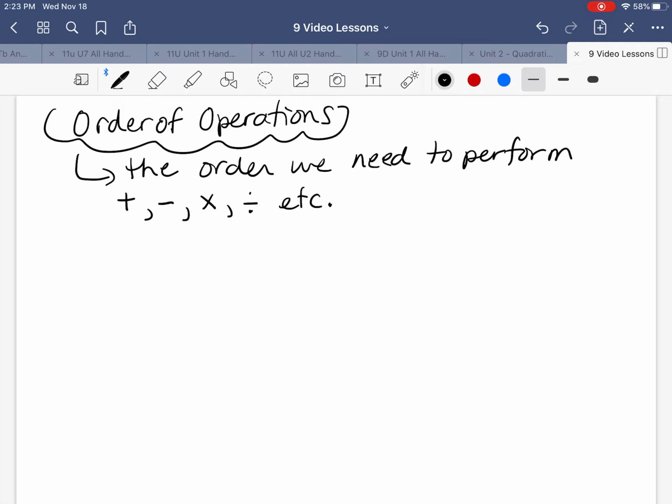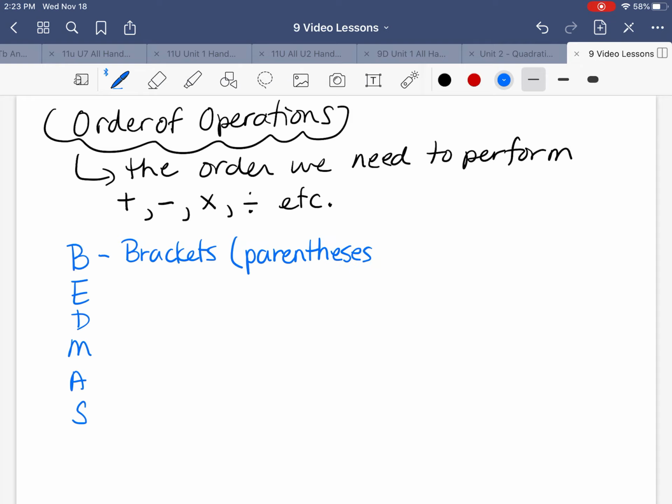Now, many people help themselves to memorize the order of operations by using BEDMAS. And if you can memorize BEDMAS, then it'll tell you the order with which you need to perform the operations. So the B stands for brackets, and if you look at resources online, in some other countries these are called parentheses. So you'll actually see that their short form is PEDMAS instead of BEDMAS.